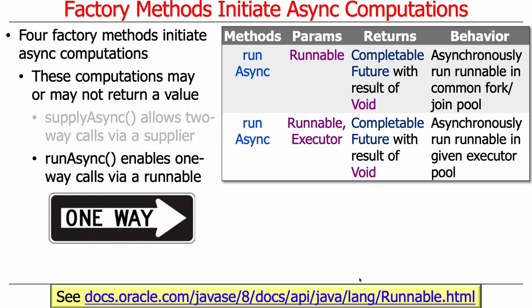There's also another pair of factory methods called run async. And the difference between run async and supply async is that supply async provides 2-way call semantics where there's a return value that comes back, whereas run async is a 1-way call, just a single parameter going in. Once again, in this case, it takes a runnable, and there are 2 variants, one of which will use the common fork join pool to execute the runnable computation that doesn't return a value, and the second of which will use the executor pool of your choice to run that computation in the background and not return a value.